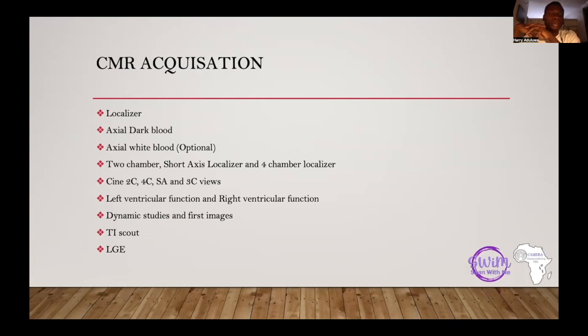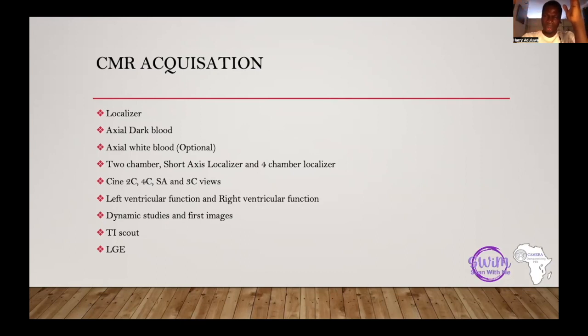I have tried as much as possible to list the steps here. If you follow these steps, I think you won't really have much issues, especially for those of us who have never done cardiac MRI before. We could just follow these steps. As a norm, you get your localizers that give you images in three planes: axial, coronal, and sagittal. And then you get the axial images of the whole chest this time around, so that the radiologist can have an overview of what is happening in the chest region, apart from just limiting yourself to the heart.